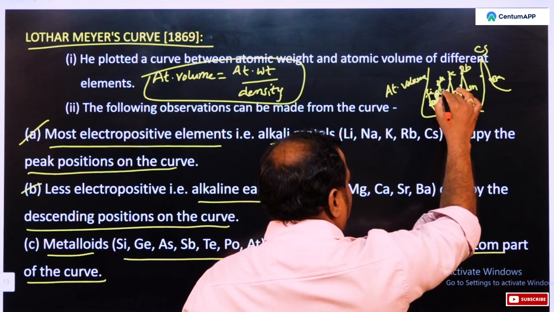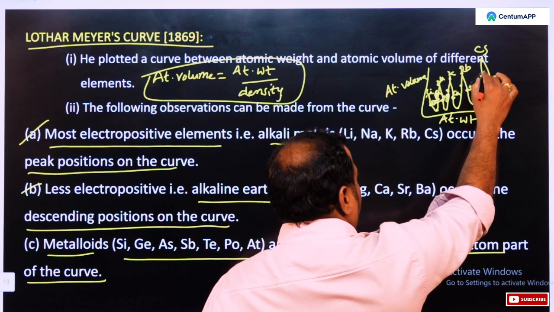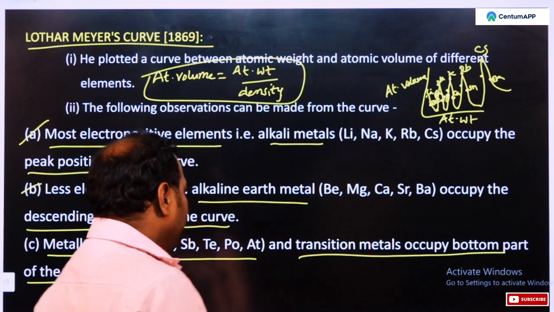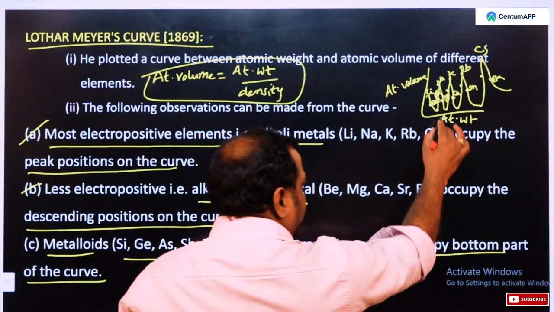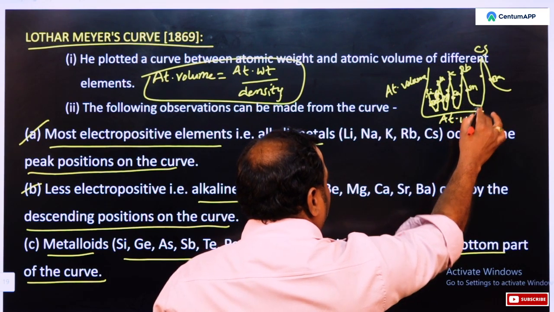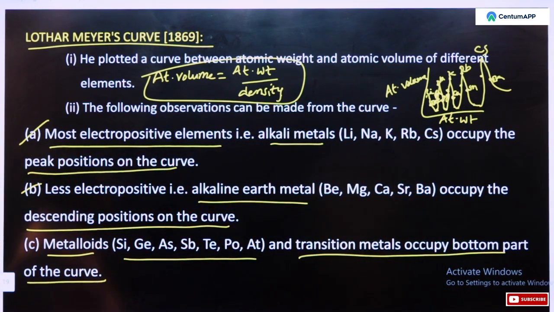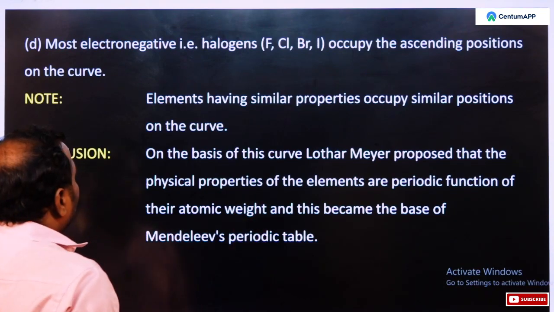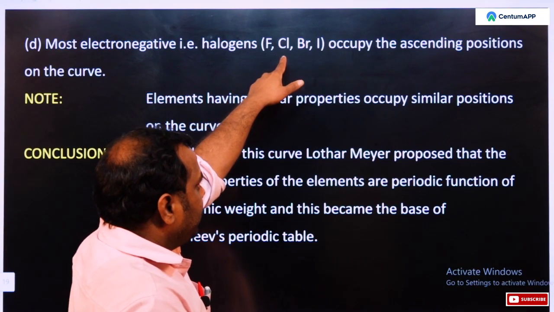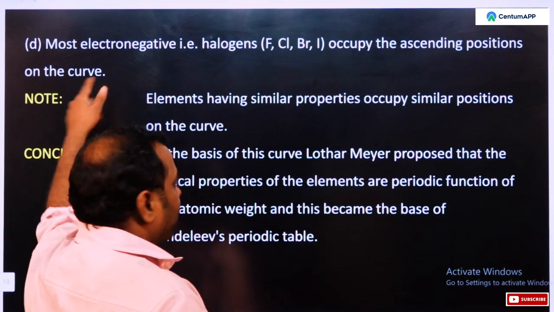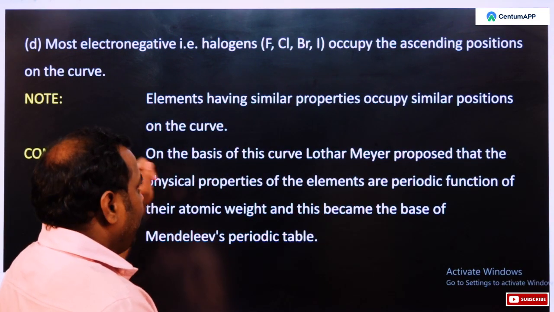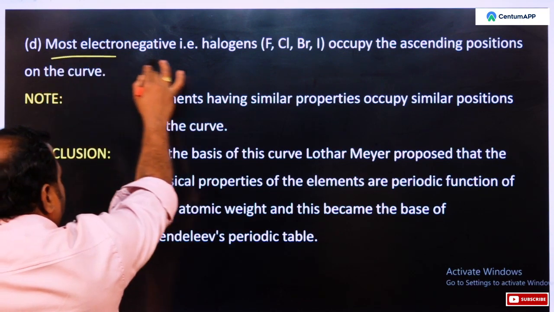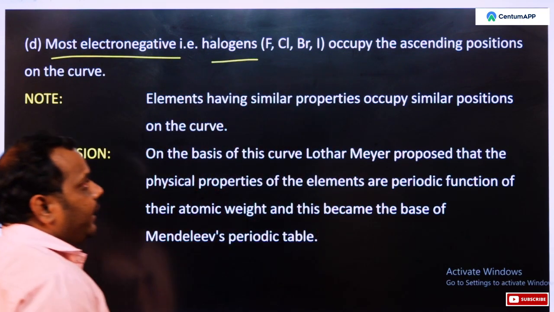Next, halogens: what are halogens? Fluorine, chlorine, bromine, iodine. These are all in the ascending position of the curve. Next, metalloids and transition elements are at the bottom of the curve. This is the Lothar Meyer curve. Next, the most electronegative elements, the halogens, occupy the ascending position of the curve. This point was already given before.